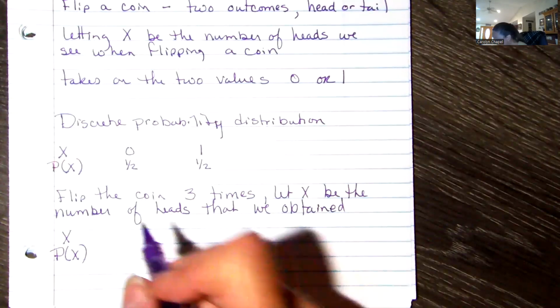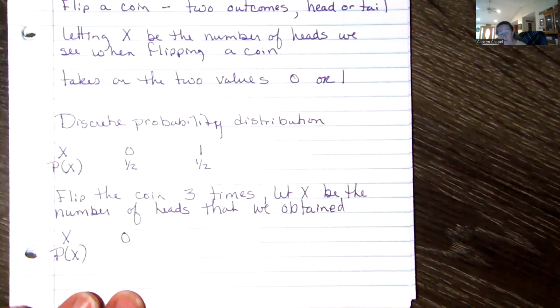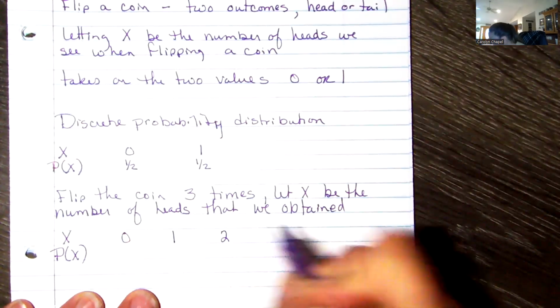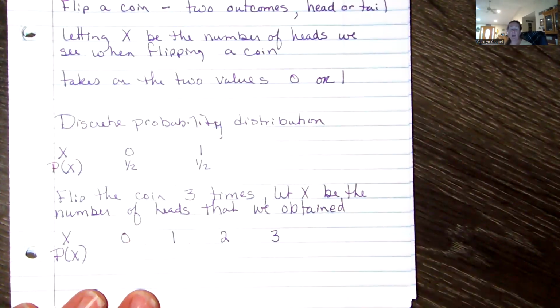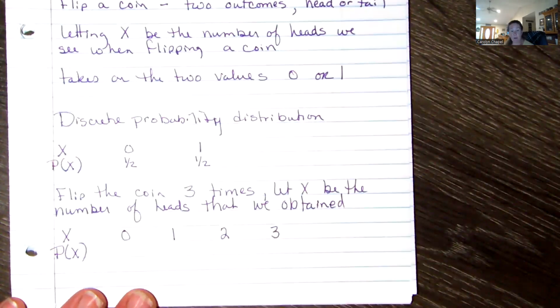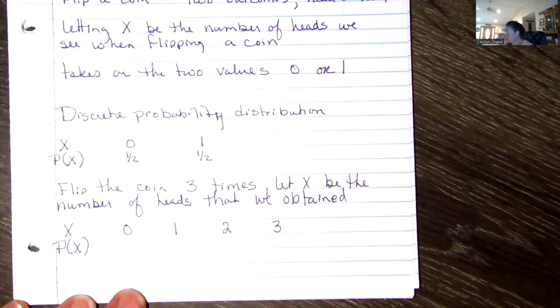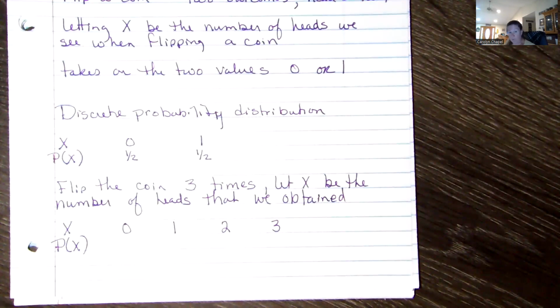Well, we could have gotten no heads out of those 3 flips because we'd gotten a tail, tail, tail. We could have gotten 1, we could have gotten 2, and we could have gotten 3. And now we have to try to remember the probability of each of those, or calculate the probability of each of those happening. And there's a couple of ways we can do this.